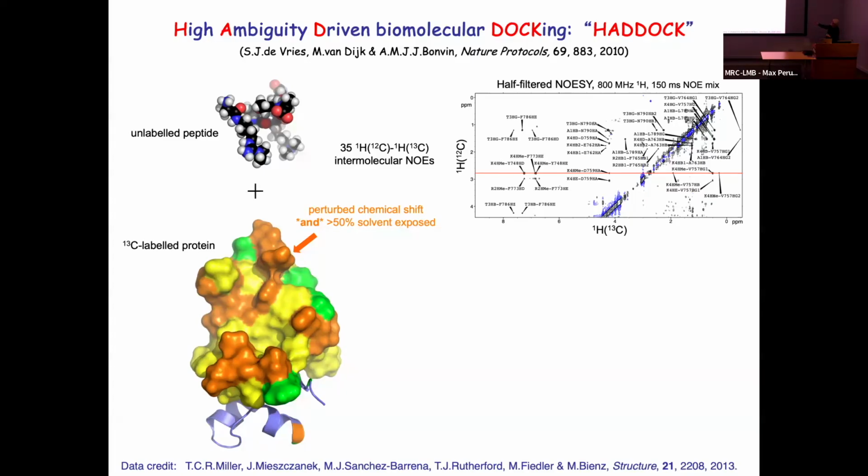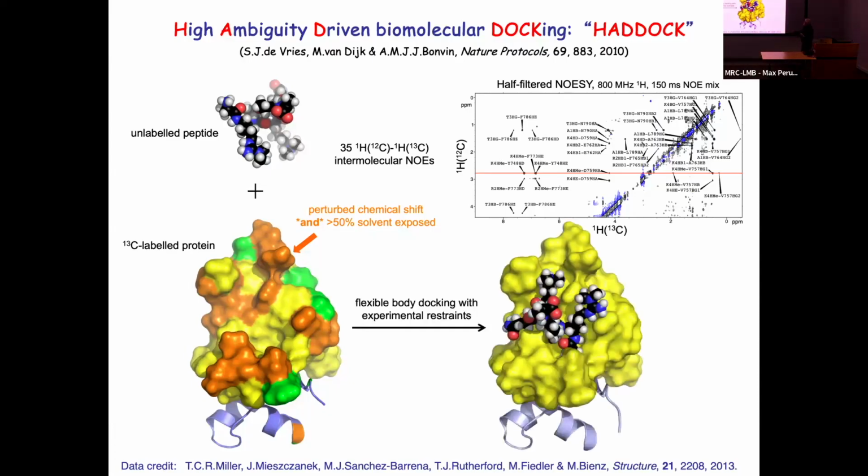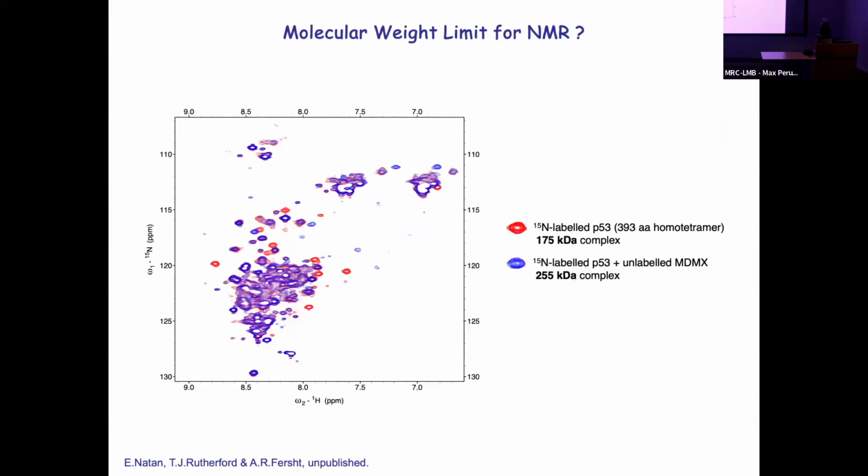So these are interface NOEs across an interface only, and all of those within the protein or within the peptide are filtered out. And in this case, we were able to assign 35 different intermolecular NOEs, and we put them into a flexible rigid body docking algorithm called HADDOCK from the University of Utrecht. And it gives us a high accuracy docked structure for the complex. Higher molecular weight. I'll try to speed this up now. Sorry about this. Slightly overrunning.